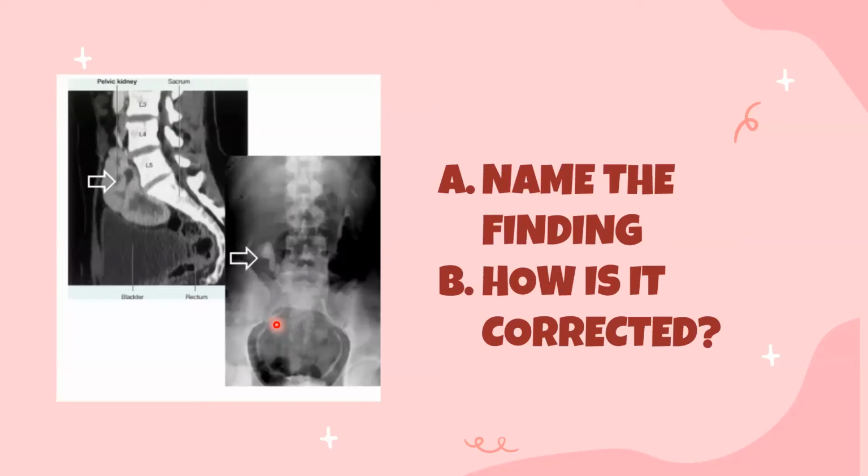Okay. Moving on. Name the finding and how is it corrected? Nephroptosis. Okay. Corrected in surgery. All right. If I told you to be more specific about the surgery, you're absolutely correct. It is by surgery. But could you name the surgery?